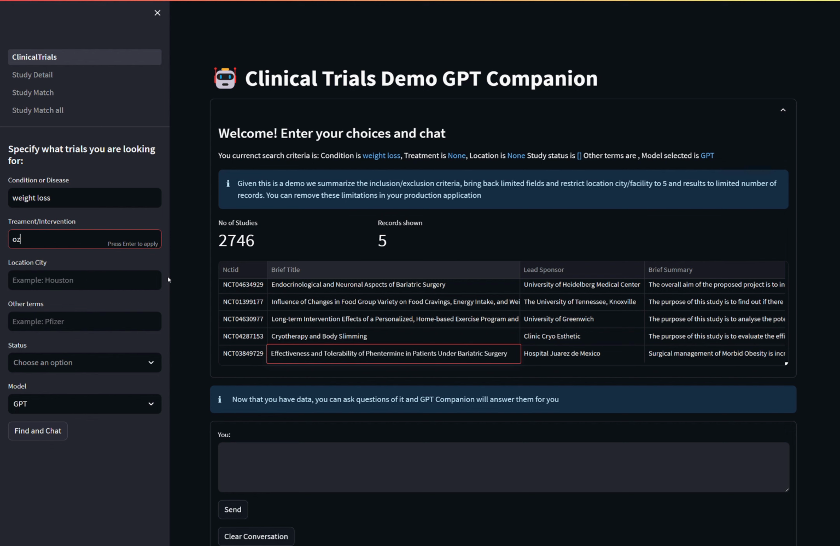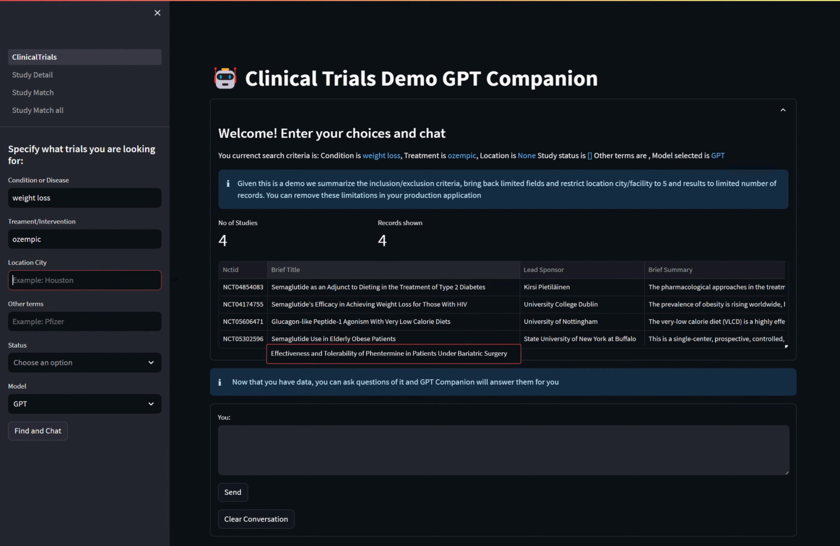Let's further narrow it down with a particular treatment or an intervention. In this case, I just put the drug Ozempic in, and it pulls in 4 studies, and so forth. I can put in other criteria.